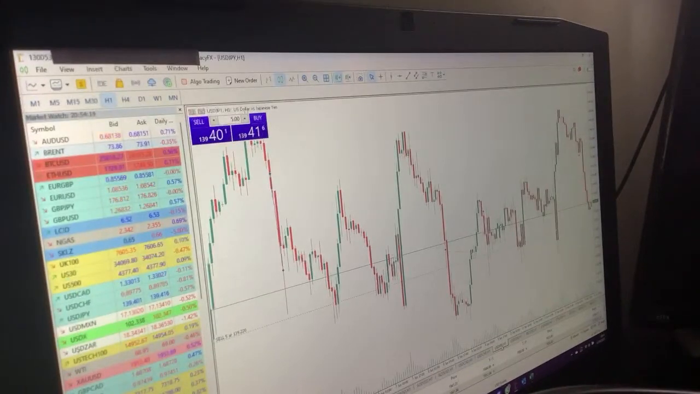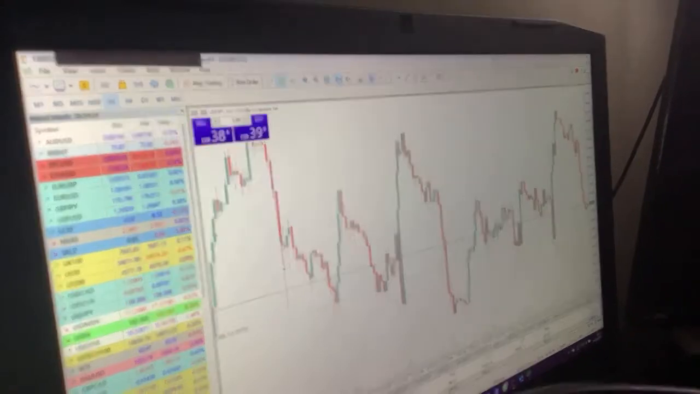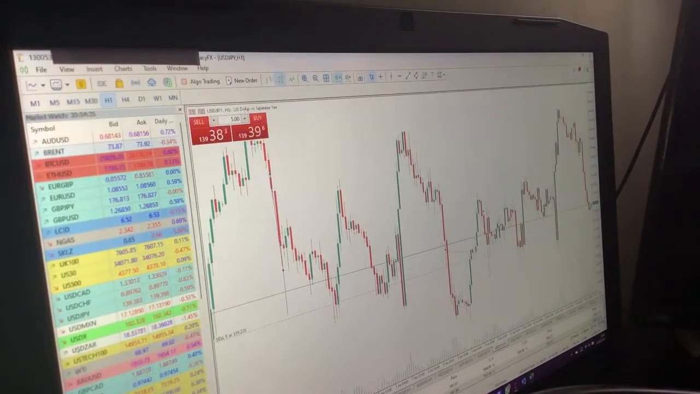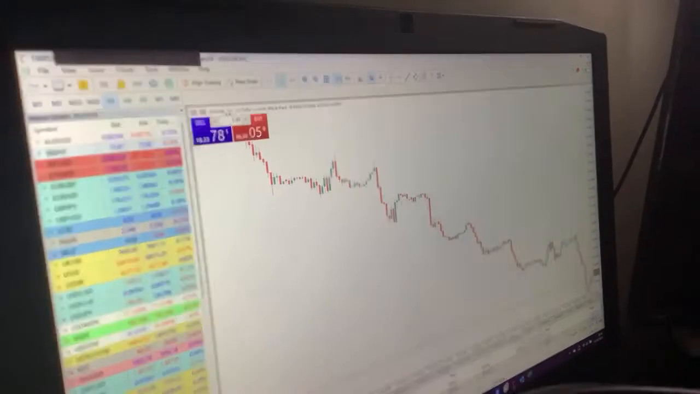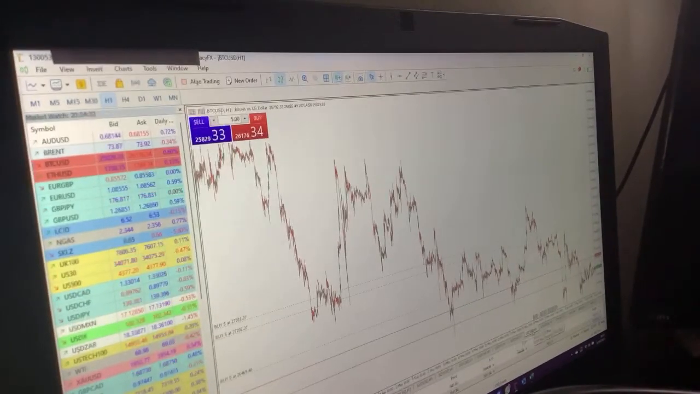And USD JPY. I've got a sell already since yesterday, so we need to see, because as I told you yesterday, the support hasn't broken. Yesterday the USD JPY support didn't break and today it hasn't broken either. So we just need to wait for it, and that's it. We're not going to trade much.